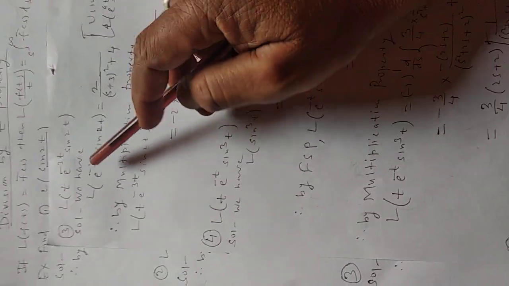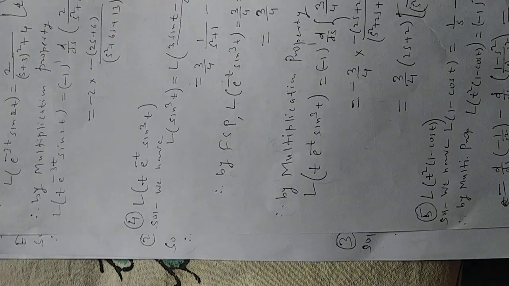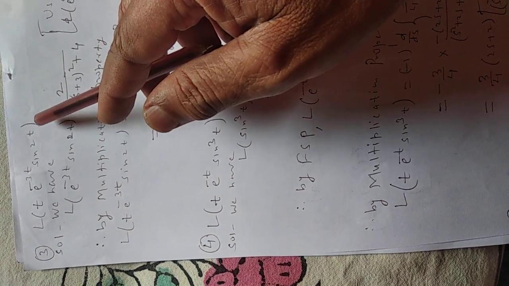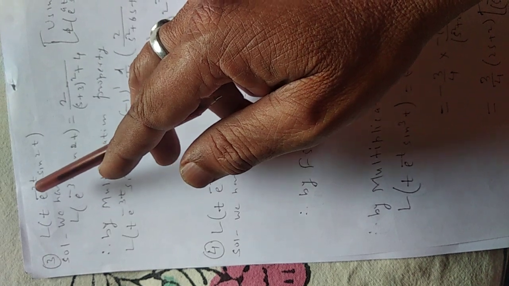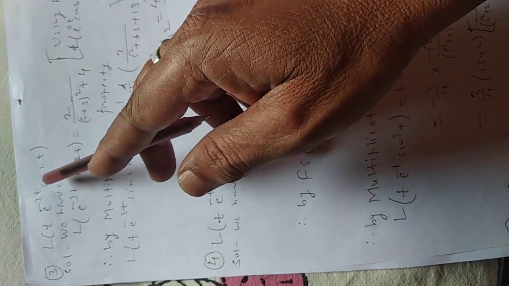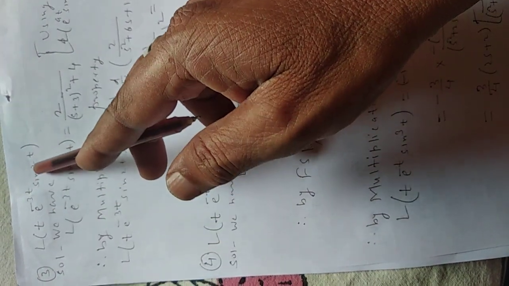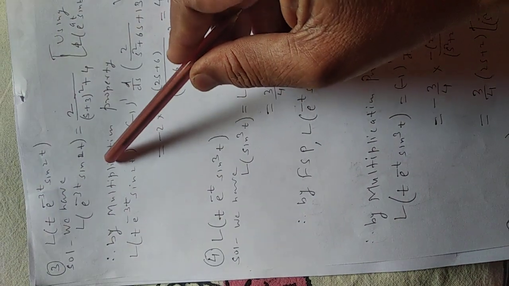Then the next example is Laplace of t into e raised to minus 3t sine 2t. So leaving t aside, whatever remains we will call ft. Leaving t, what remains? e raised to minus 3t sine 2t. So this is your ft.